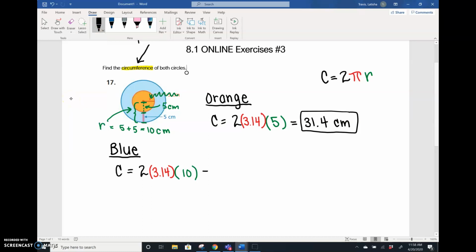And we end up with 62 8/10. That is the full circumference of the blue circle, or the distance around the outer edge of the blue circle. The units of measure are centimeters, because that's the units of measure they give us when they give us the dimension, the radius.